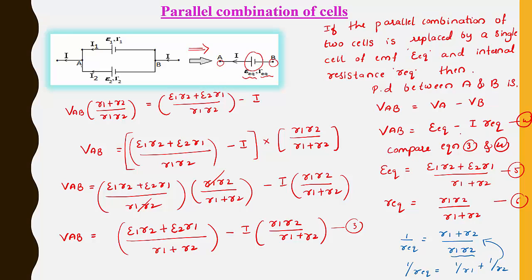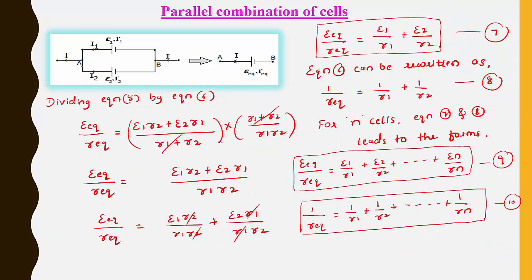Comparing equation 3 and 4, we got equation 5 and 6. Now I divide equation 5 by 6. So finally we get equation 7 and 8. This is only for two cells connected in parallel. For n number of cells, we can take equation 9 and 10. So this is the derivation, or expression, for parallel combination of cells. This derivation carries 5 marks.